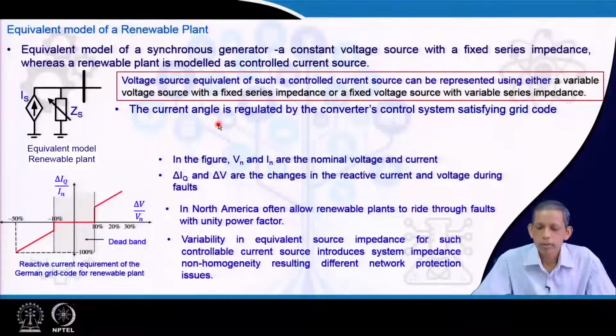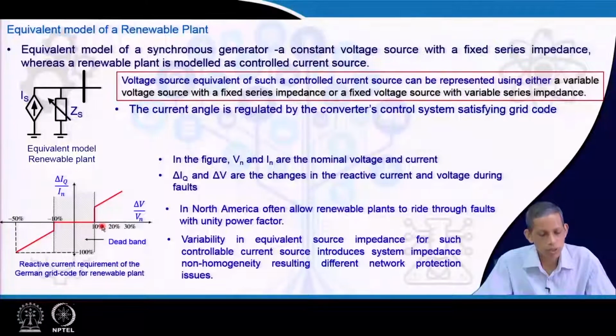The current angle is regulated by the converter's control, and that control action has to satisfy numerous associated grid codes. Now, let us come to the German grid code perspective, where the current is considered versus the voltage. Here Vn and In are the corresponding nominal voltage and current, delta Iq is the reactive current injected, and delta V is the change in voltage during faults. So, this is a dead band.